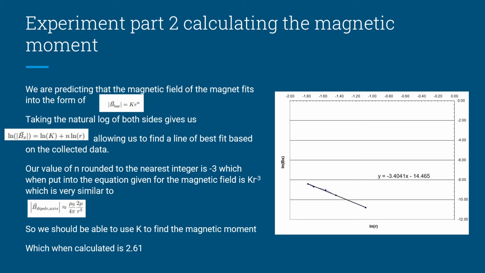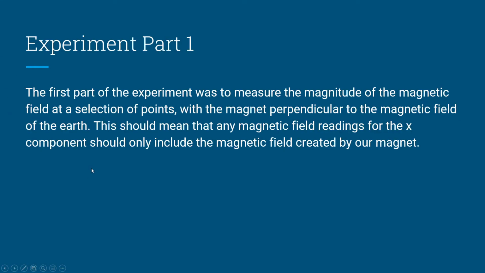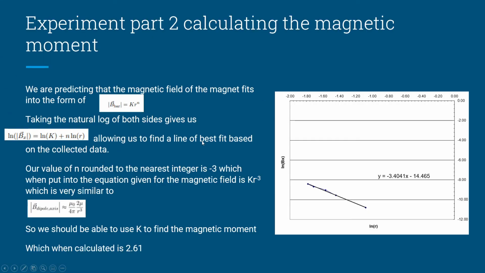Using these measurements for the X component, we predict the magnetic field to fit the form where the magnetic field is equal to some constant k times the distance r raised to an nth power. Taking the natural log of both sides gives us this equation shown here, which allows us to find a line of best fit based on our collected data, which is on the graph to the side.